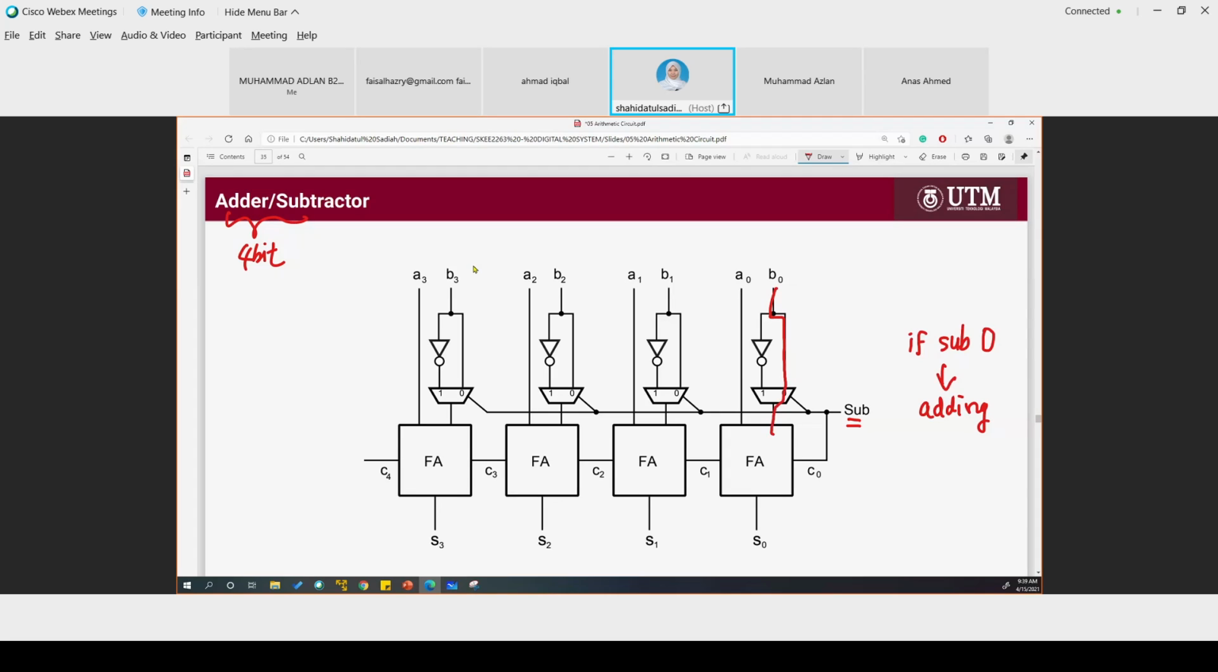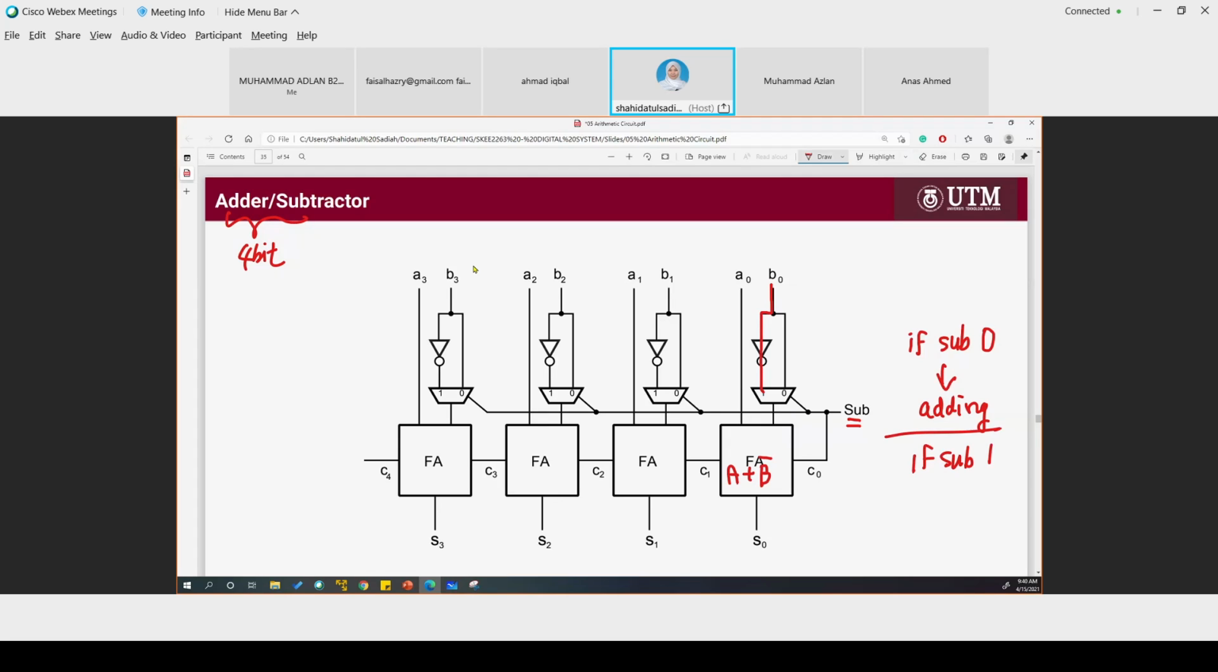So what's coming into the FA is A plus B when we choose sub is 0. Sub is the input that we can put. Then if sub is 1, the multiplexer will choose the other way, where the B is complemented, right?